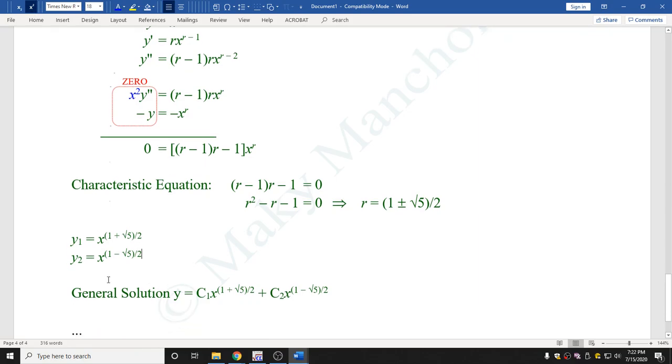We also get from that our general solution. Y equals constant C1 x to the power 1 plus root of 5 all over 2, plus another constant C2 x to the 1 minus square root of 5 all over 2.